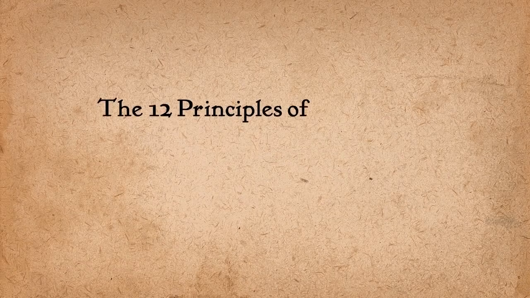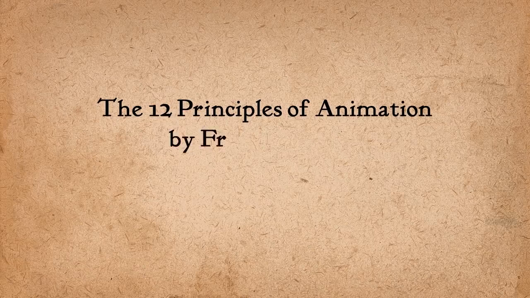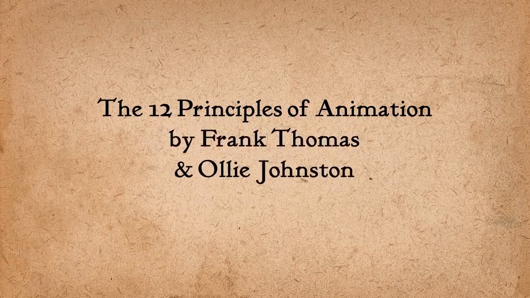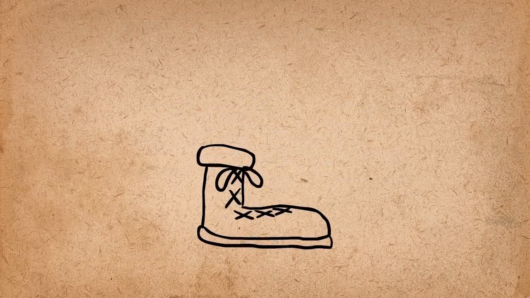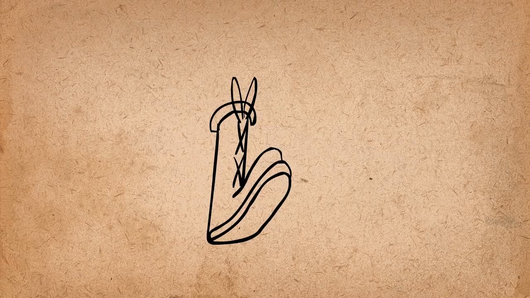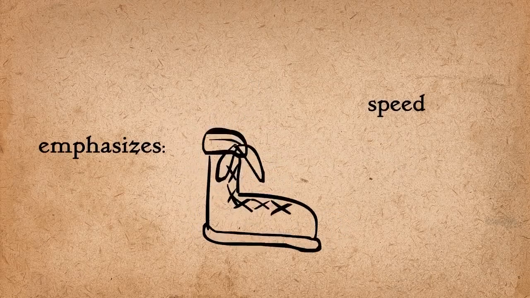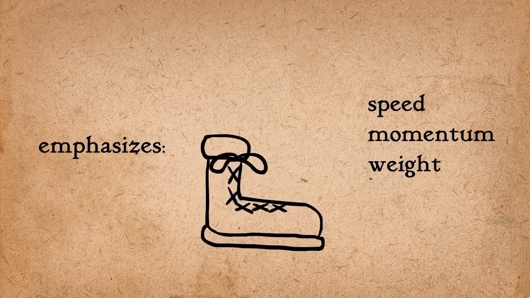Hey guys, so I decided to make a video series dedicated to the 12 principles of animation, as described by the legendary animators Frank Thomas and Ollie Johnston. So the first principle is squash and stretch. This is the principle that animated objects will get longer or flatter to emphasize their speed, momentum, weight, and mass.